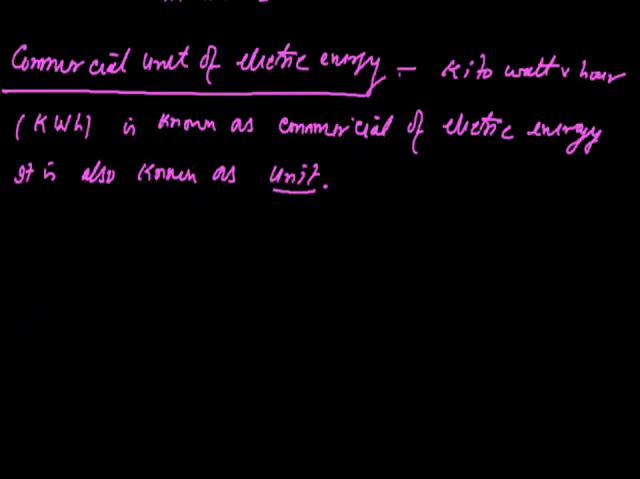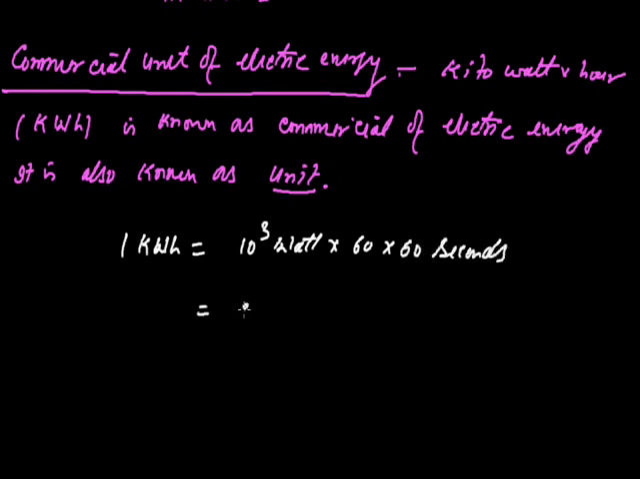Now the value of 1 kilowatt into hour, 1 kWh, is 10 raised to 3 watt into 3600 seconds, that's 3.6 into 10 raised to the power 6 watt into second. So 1 kWh is equal to 3.6 into 10 raised to the power 6 joule.